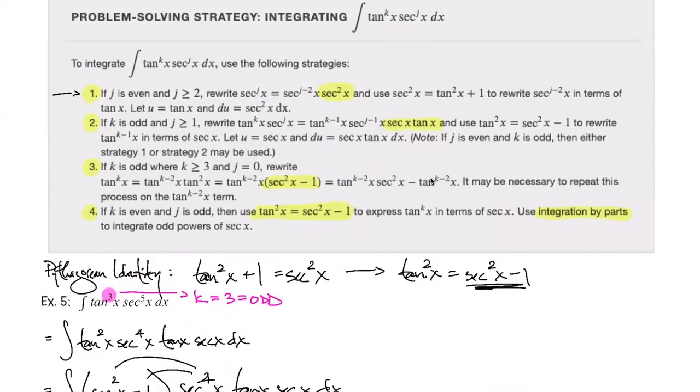When I look, I see that my secant is cubed, so the power of secant is odd. The only rule that has the power of secant being odd is the 4th one. You might say, but there's no tangent, so it's not even. But remember, if there's no tangent, that means the power of tangent is 0, which is even. So what are we going to do here? It says we're going to use tangent squared equals secant squared minus 1 to help us express different parts of that. So let's go ahead and scroll back down.